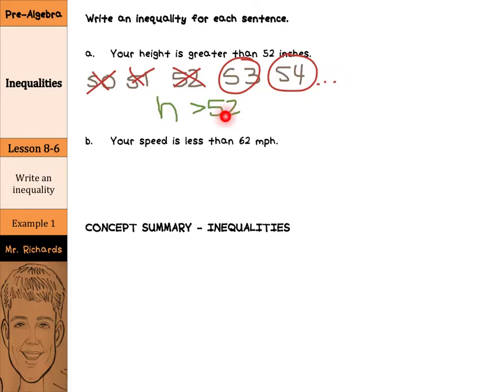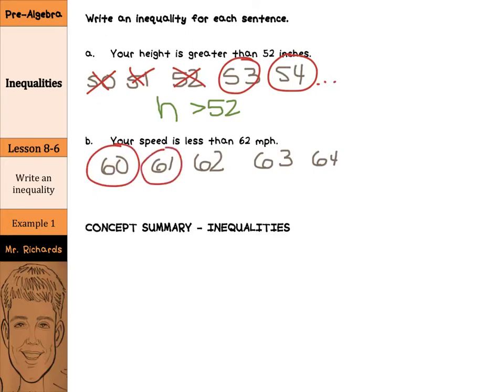B, your speed is less than 62 miles per hour. Again, if we list 62 and a couple numbers larger, 63, 64, and a couple numbers smaller, 61 and 60, is 60 less than 62? Yes. So 60 could be a speed. What about 61? Yes, that is less than 62. Is 62 less than 62? No. 63? No. 64? No. So when you go to write an inequality, for speed, we might as well use S. All of our speeds are less than 62 miles per hour.